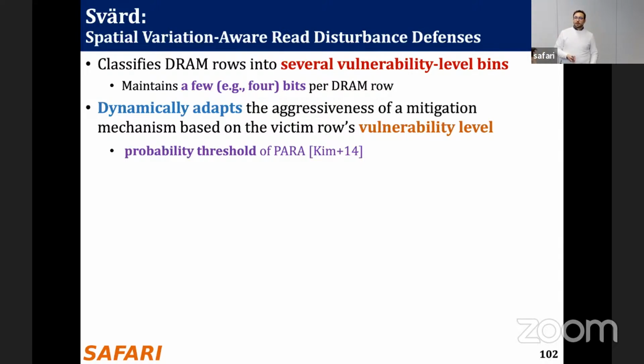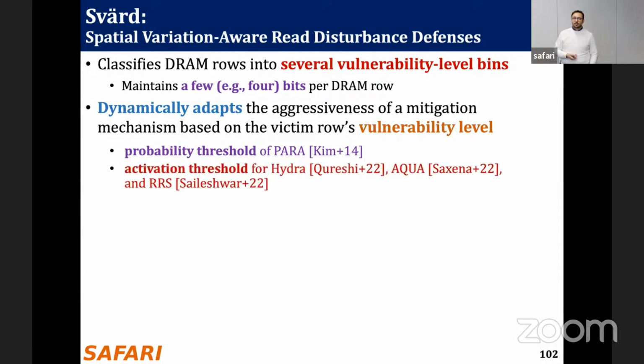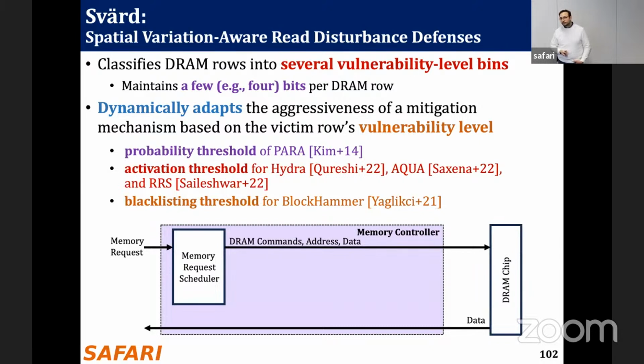So the first one is PARA. For PARA, we adjust the probability threshold in the PARA mechanism to adjust this aggressiveness. For mechanisms like HiRA, Aqua, RRS, we change the activation threshold. And for BlockHammer, we change the blacklisting threshold.